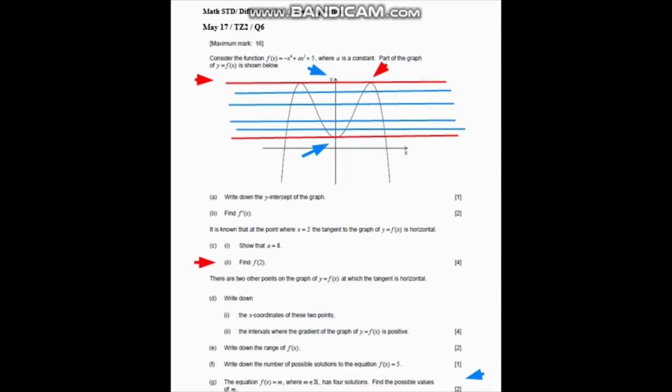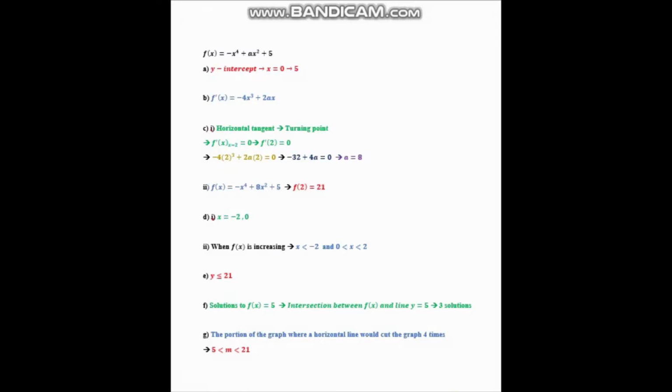Not less than or equal, because equal indicates the red lines, which we have already indicated do not intersect the curve 4 times. So this is a bit challenging, I understand, but the good news is that there are only 3 marks allotted to F and G. So take a minute to write the answers down if you will. I hope you have found this useful.